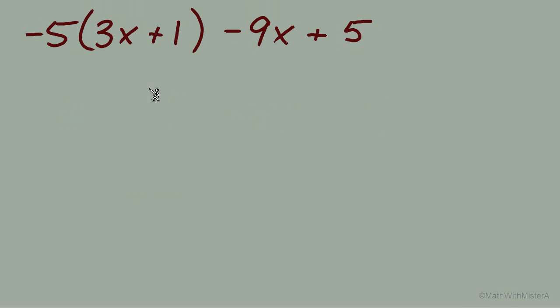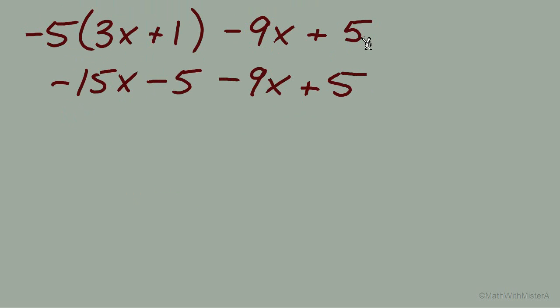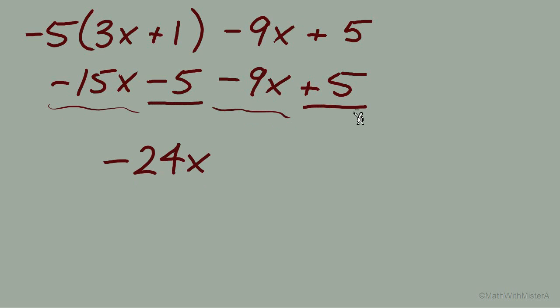Moving right on to our next example, another case where we see we need to distribute first, negative 15x, and then negative 5 times positive 1 equals negative 5. And these other terms are not in parentheses, so we are not multiplying to those two terms. They're staying as is. We can put together the negative 15x with negative 9x to get a negative 24x. And our constant terms, negative 5 and positive 5, add up to equal 0. There's no need to write the 0 in our answer. We can just leave the term negative 24x.